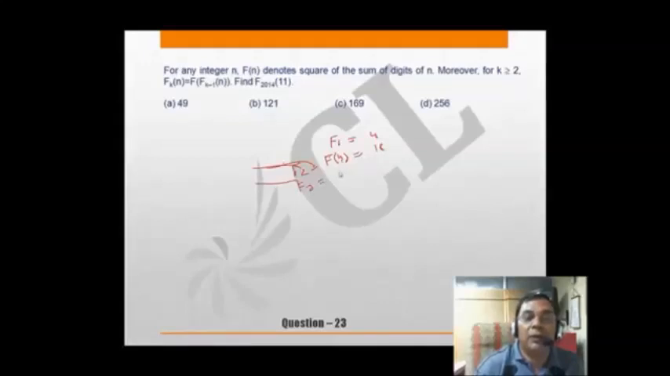f(3) will be f(16), that means 16 into 7, 49. f(4) will be f(49), that means 169. f(5) will be 9 plus 6 is 15, plus 1 is 16. f(5) will be 9 plus 6 is 15, plus 1 is 16.